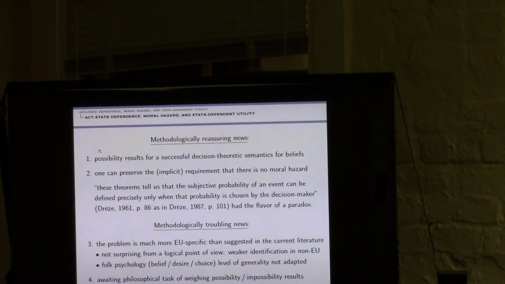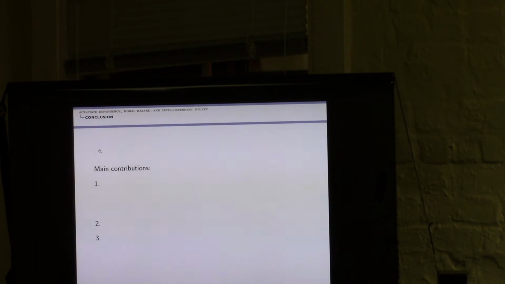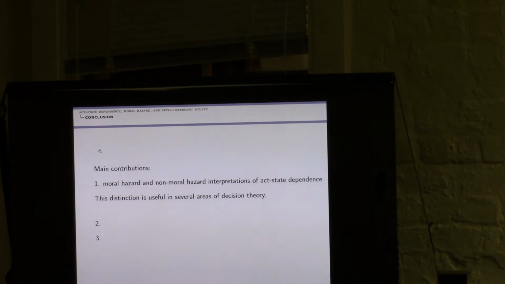Good, so let me just briefly conclude. I think the main contributions are the following three. The first one is this very simple but consequential distinction between non-moral hazard and moral hazard interpretation of state dependence. I think that it can be useful in several sorts of discussions. I think it's also interesting for the people working in causal decision theory and the like to realize that from an observational point of view, this layer of state dependence can be unpacked in various ways, and you could observe state dependence for topics that have nothing to do with their main interests. It's something that's worth thinking about.